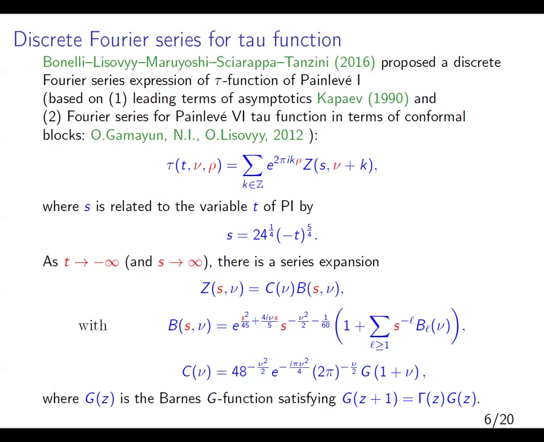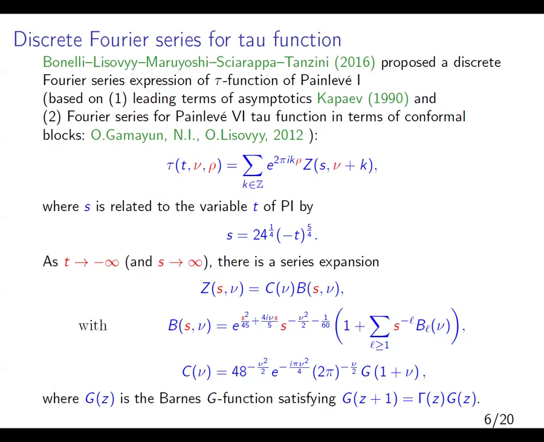And what is this z function here? In the case of Painlevé I, it was just conformal blocks, the correlation functions for two-dimensional conformal field theory. In this case, it should be something like conformal blocks, but of some unknown conformal field theory with irregular singularities. What is the structure of this?